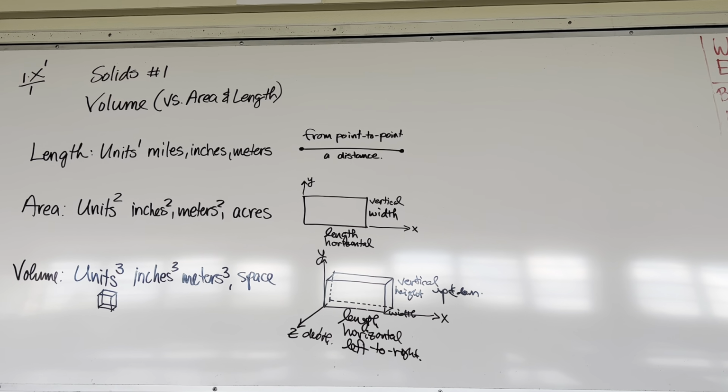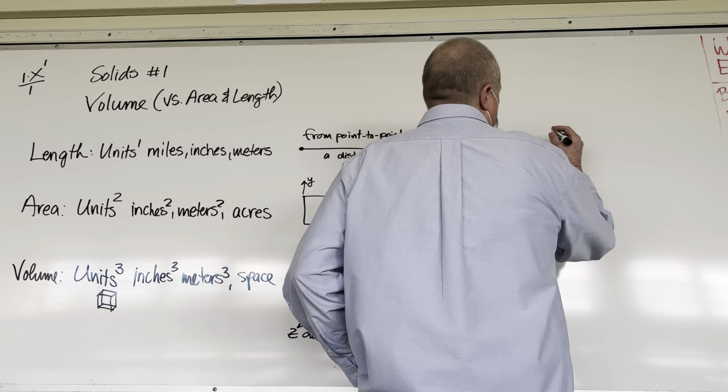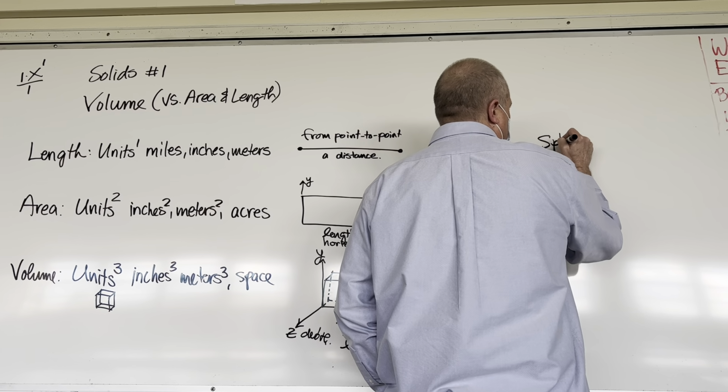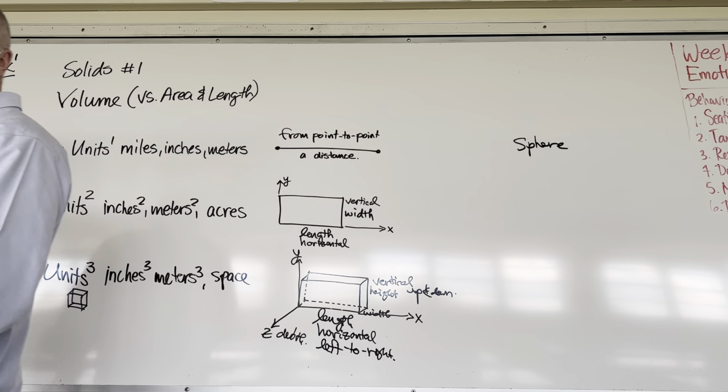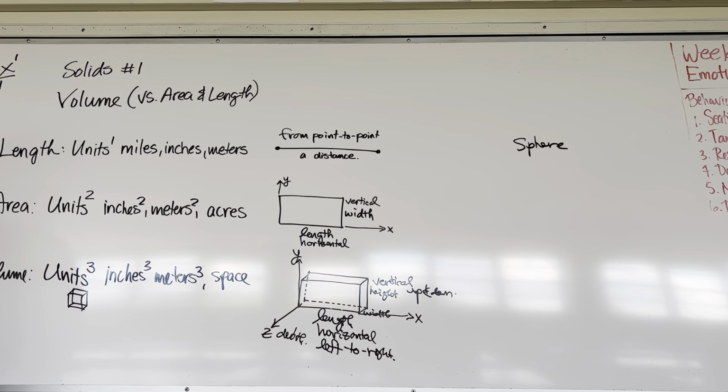All right. And I think I'm almost done. Let's talk about vertical, up and down, horizontal, left to right. I don't see another generic name for depth. But one more thing in the notes is a sphere. It's a little bit off topic. What's a sphere? Okay, like a ball. A ball is a sphere.